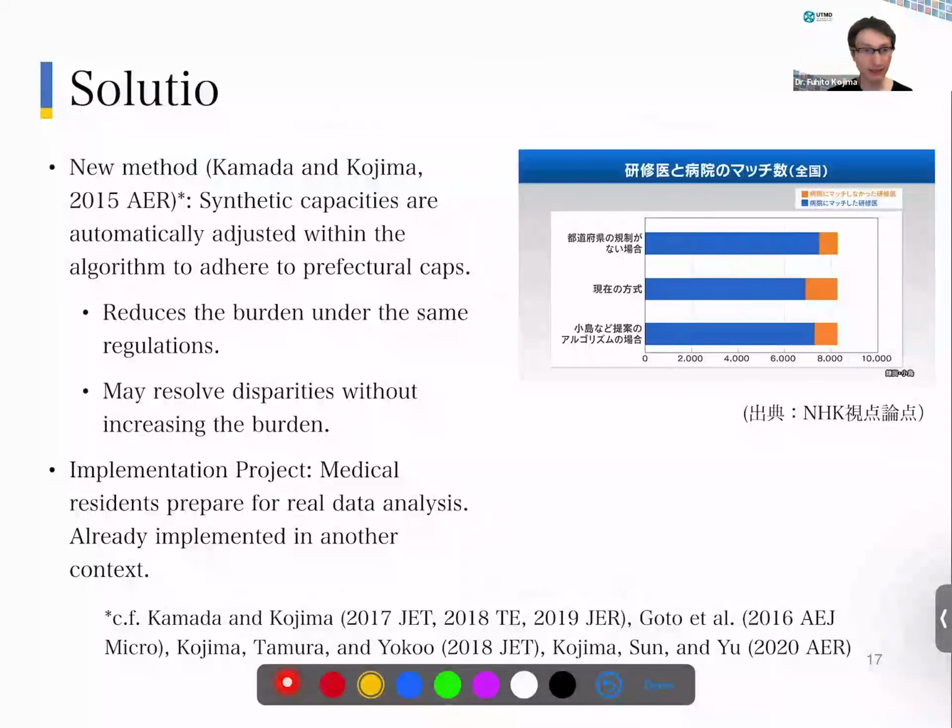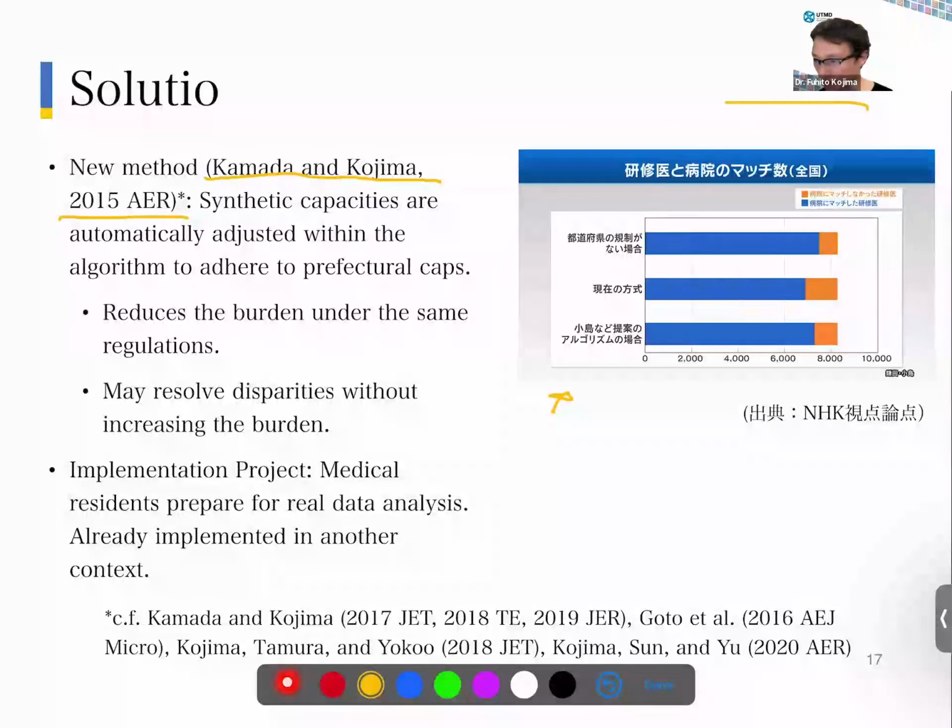And here's how the algorithm could help. My own paper with Yuichiro Kamada found a way to do better than this. Basically, we can decide how to assign this artificial capacity in such a way as to satisfy the regional cap, based on the preferences submitted by the doctors, because in the current practice they already do, right? That preference information can tell you which hospital in the region should be granted more capacity than others, right? And so that is the algorithm. We can do it automatically by being a bit careful about the algorithm.